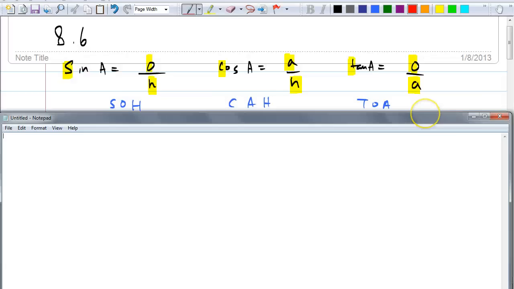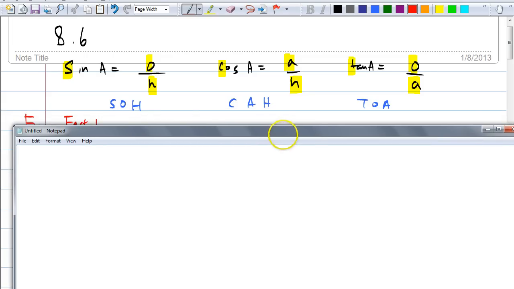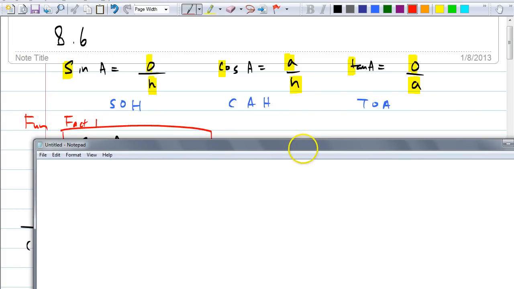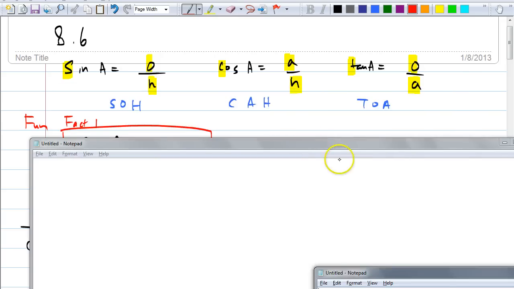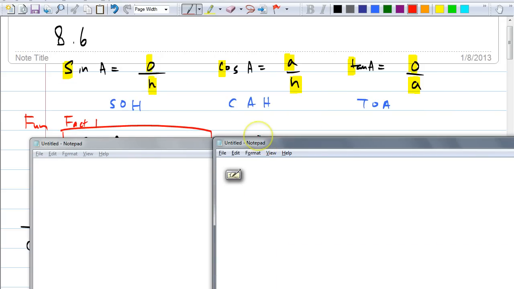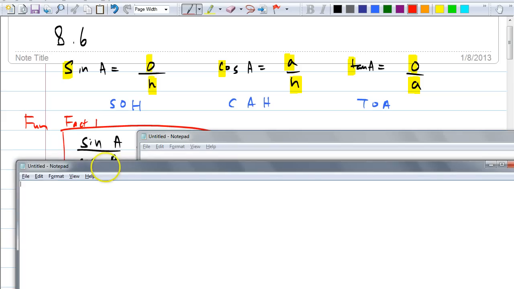Hold on. So now I'm going to show you some fun facts about sine, cosine, and tangent. You ready? There are two fun facts about this. It's not that hard to understand, and it goes really well with the definitions of sine, cosine, and tangent, SOHCAHTOA. So, fun fact 1. Did you write it? Yes, because on the finals and those state tests, they like to give you these. So I want to go over it.